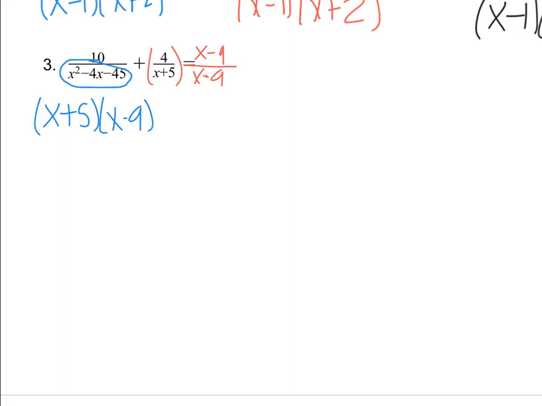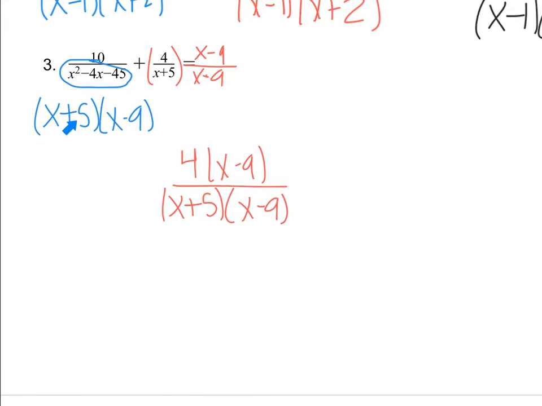So what happens here is you just have 4 times x minus 9, which I'm going to distribute in a second. And the bottom is going to look like x plus 5 times x minus 9. Now you see that this denominator is the same as this denominator. We've got a common denominator. We didn't have to multiply this fraction by anything. All we had to do is multiply this fraction to catch it up to this one. We just boost this one a little bit to make it look like this one, and that's it.